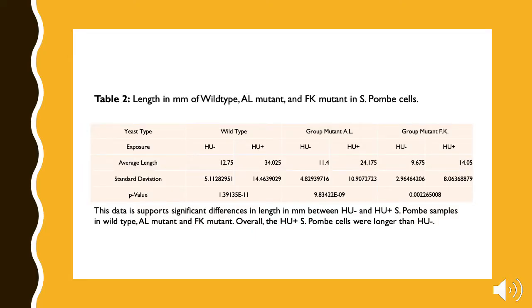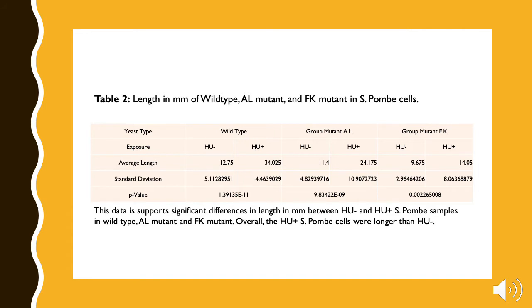This table is Table 2 in the paper. It's titled Length in Millimeters of Wild Type, AL Mutant, and FK Mutant in S. pombe cells. This graph shows the S. pombe yeast cell types, which include a wild type and 2 mutants, AL, which is mine, and FK. It also shows average cell length, standard deviation, and p-values of each of the categories. The data supports differences in length in millimeters between HU negative and HU positive S. pombe samples in wild type, AL mutant, and FK mutant cells.